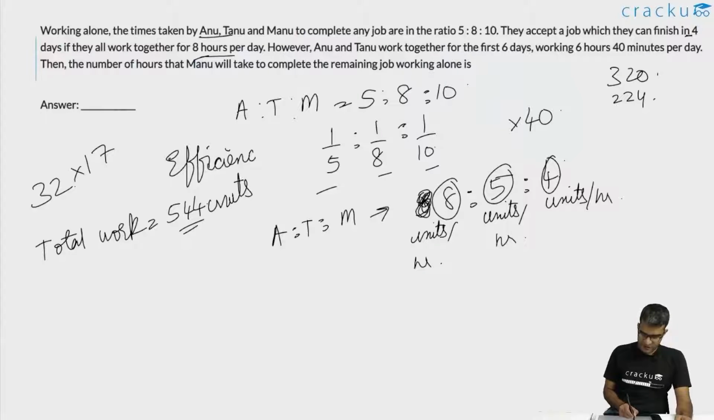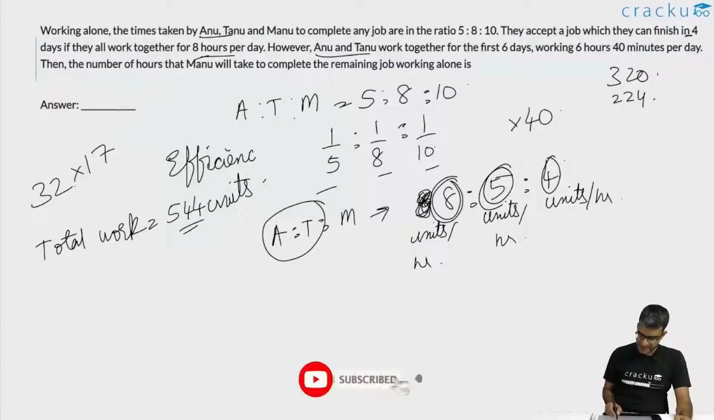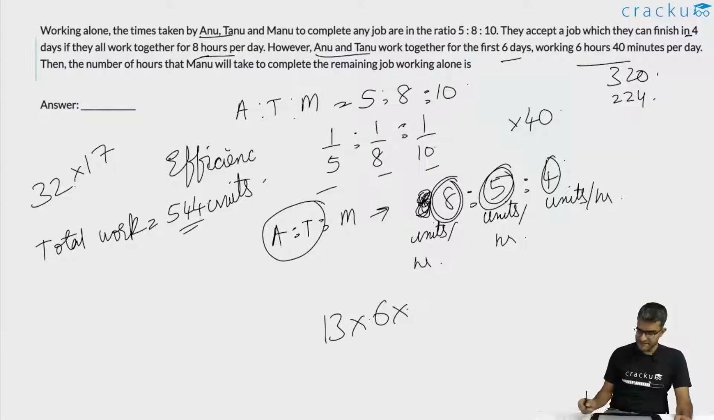Now initially we are told that only Anu and Tanu work. If Anu and Tanu are working, every hour they will be doing 8 plus 5, which is 13 units. And they work for 6 days. Every day they work for 6 hours and 40 minutes. 6 hours and 40 minutes is 6 and 2 by 3. So the total work that these two women have finished will be 13 into 6 into 6 and 2 by 3. 6 and 2 by 3 is 20 by 3. This is 13 into 40, which is 520.